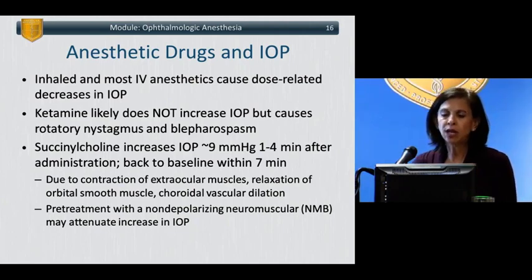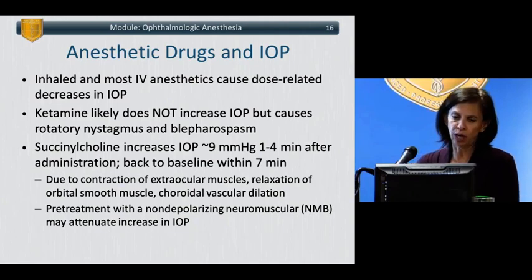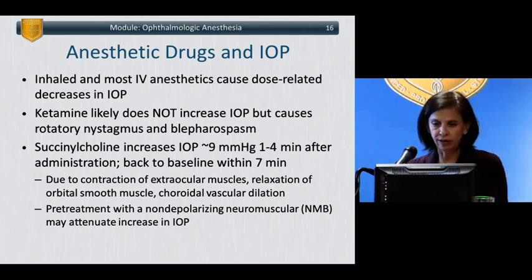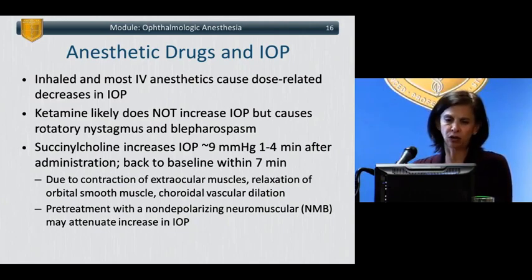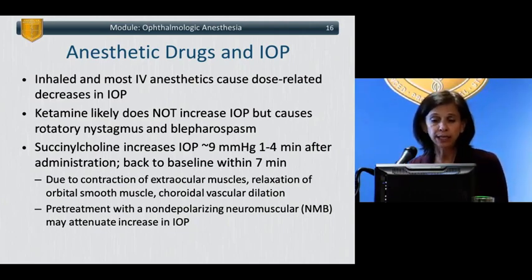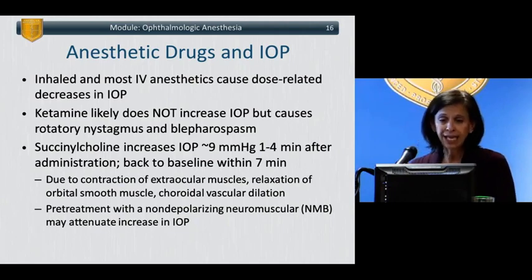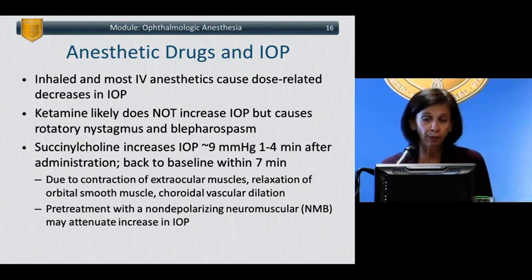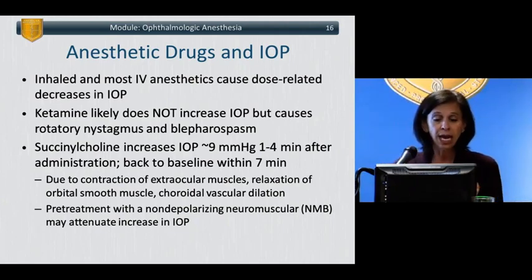So inhaled and most IV anesthetics cause dose-related decreases in intraocular pressure. Again, the way I remember this is, most anesthetic agents are depressive agents. They depress respiration, they depress cardiac output, they depress your blood pressure, and they also depress intraocular pressure. However, ketamine is the exception to that. It's controversial whether ketamine actually increases intraocular pressure. It probably does not increase it. It just doesn't decrease intraocular pressure.